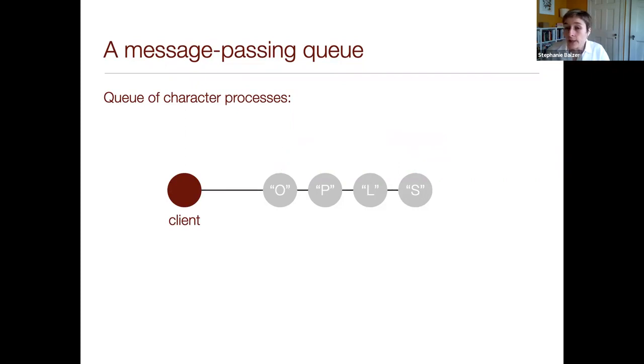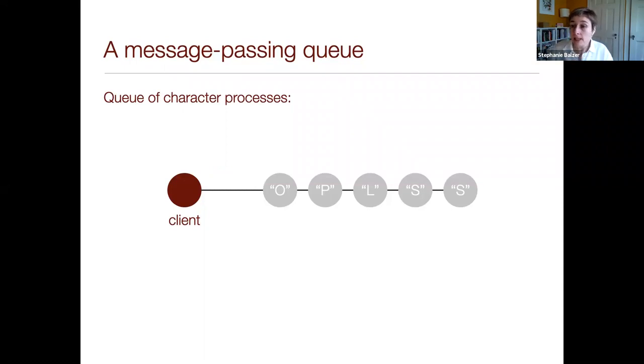Now let's play with the queue and have the client enqueue a character. We're going to enqueue S because we want to have the word OPLSS in the queue. So the client sends the message enqueue S to the queue. In response, we create a new process and connect that new process to the previously last process in the list. So the second S is now connected via channel to the new S, because we enqueue at the back and dequeue from the front.